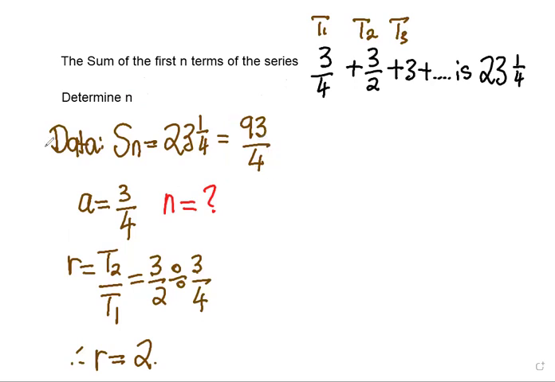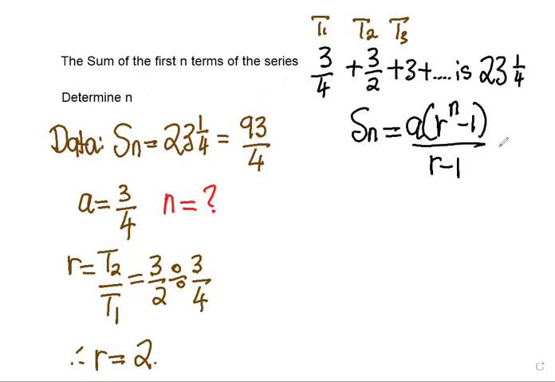Now, with that being said, we're going to use this formula to calculate the sum of the number of terms of this series, which is given as Sn is equal to A into r to the exponent of n minus 1, all over r minus 1. So we know that here r must always be bigger than 1, and r should not be equal to 1, right?